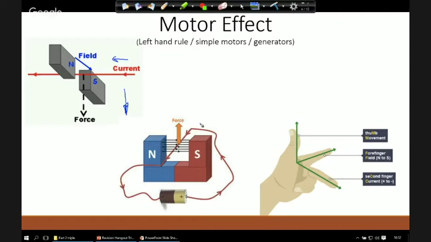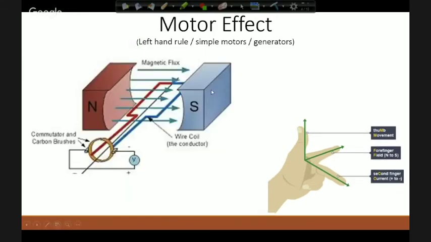Okay, on this example here, we've got our field lines. So our first finger is going to be to the right, because my field lines go north to south. My current, my second finger, I can see is coming out of the computer screen, and lo and behold, my thumb is now pointing upwards. Okay, now, if that confused all of you, let's have a quick look at how we can apply it to a motor before we look at some exam questions.